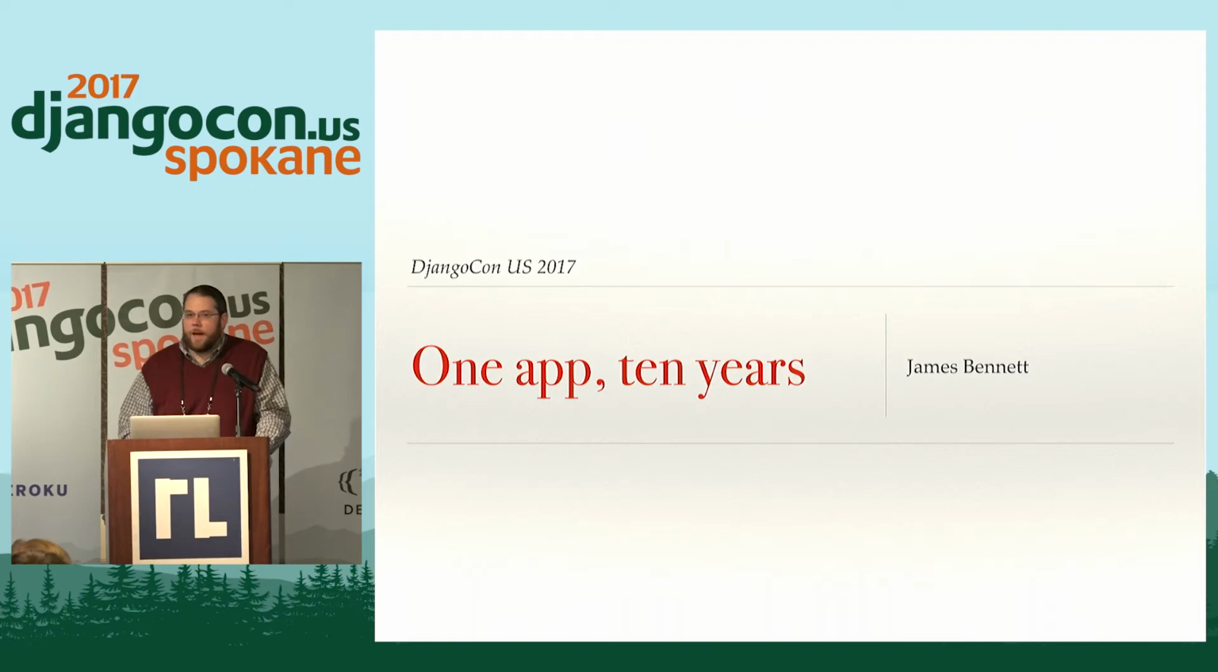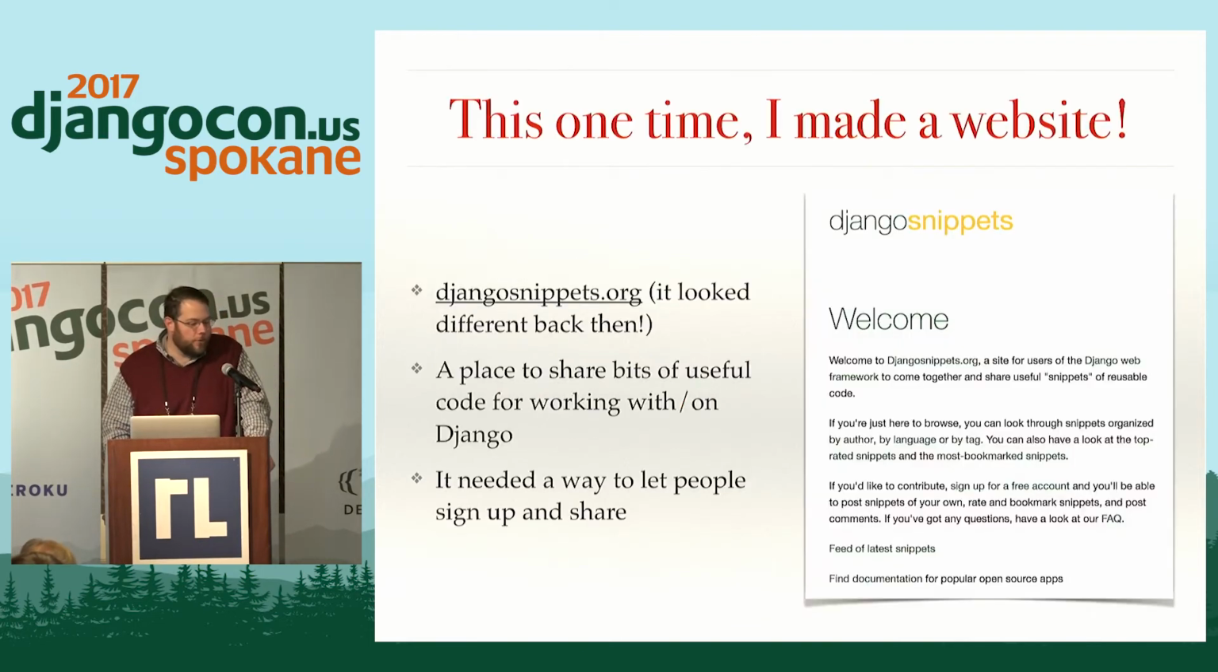I want to take you back to a simpler time when the world made sense. It was the year 2007. Django had been out for about a year, and people kept coming up with cool things that they figured out how to do with Django, and they wanted a way to share it, but Python packaging wasn't that great yet. So I built this website called DjangoSnippets.org, which still exists but is maintained by other people, and was a place that you could share these little bits of code that you'd figured out.